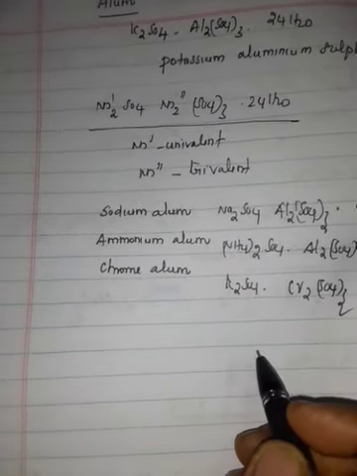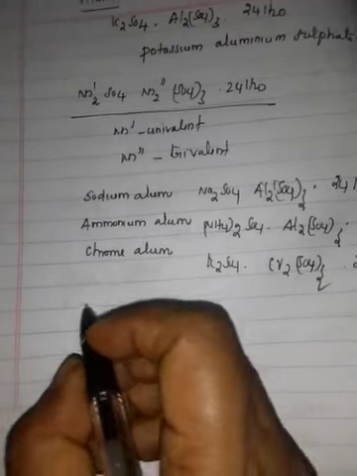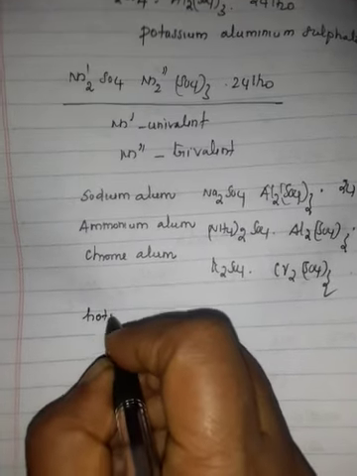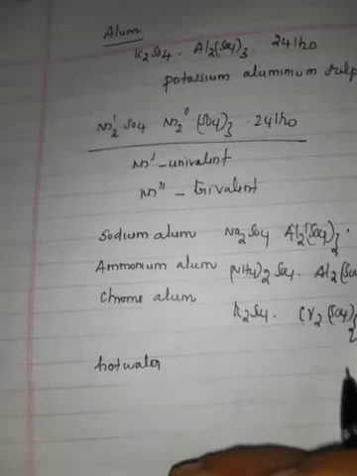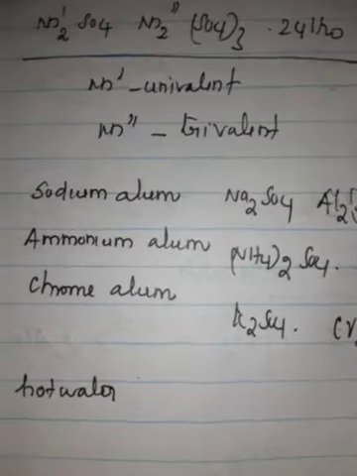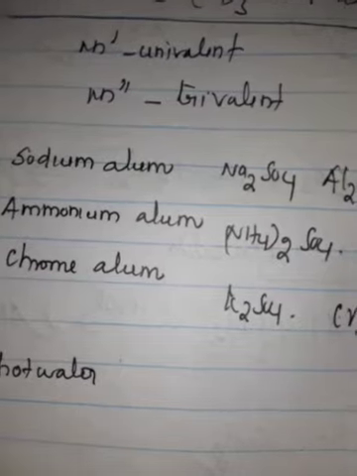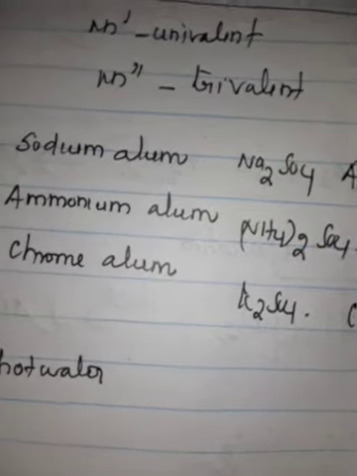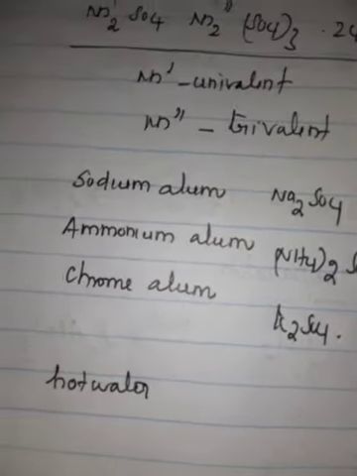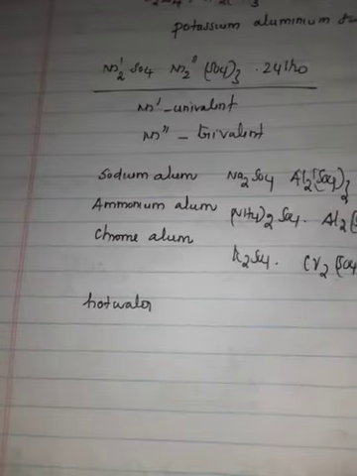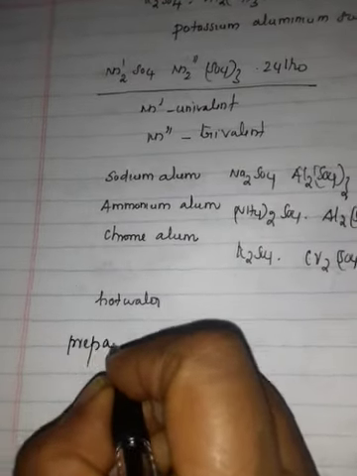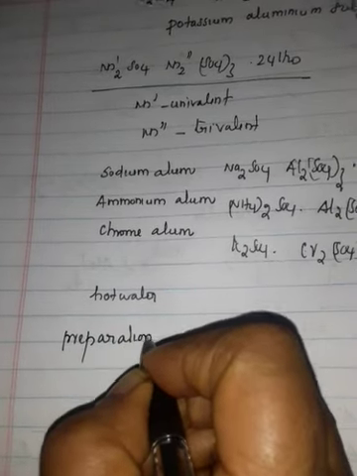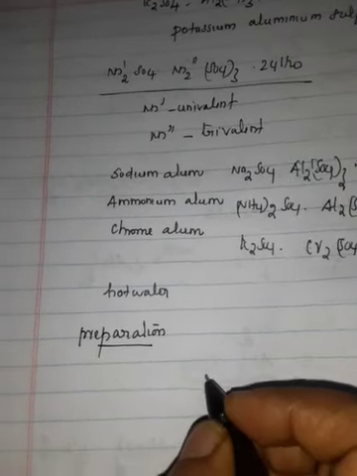Alum in general is more soluble in hot water than in cold water, and in solution they exhibit the properties of the constituent ions. Now, preparation: only one preparation and only a few properties.